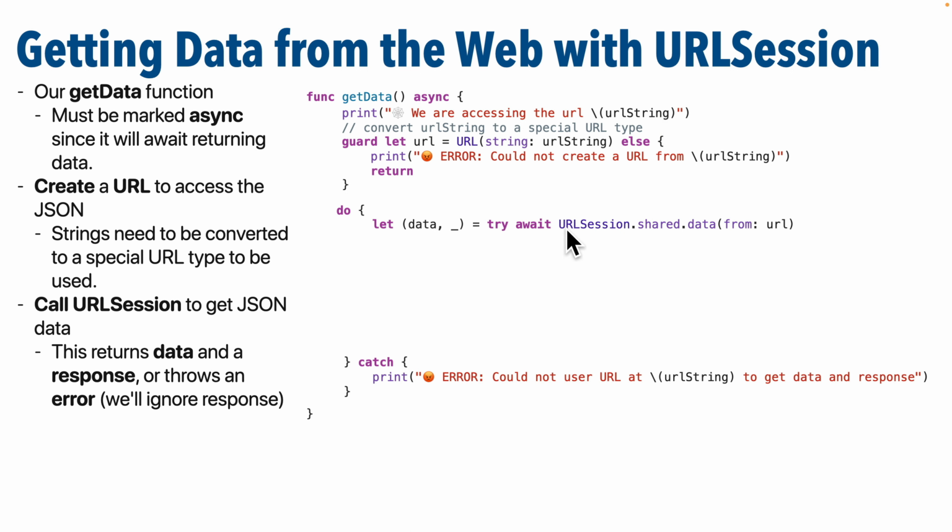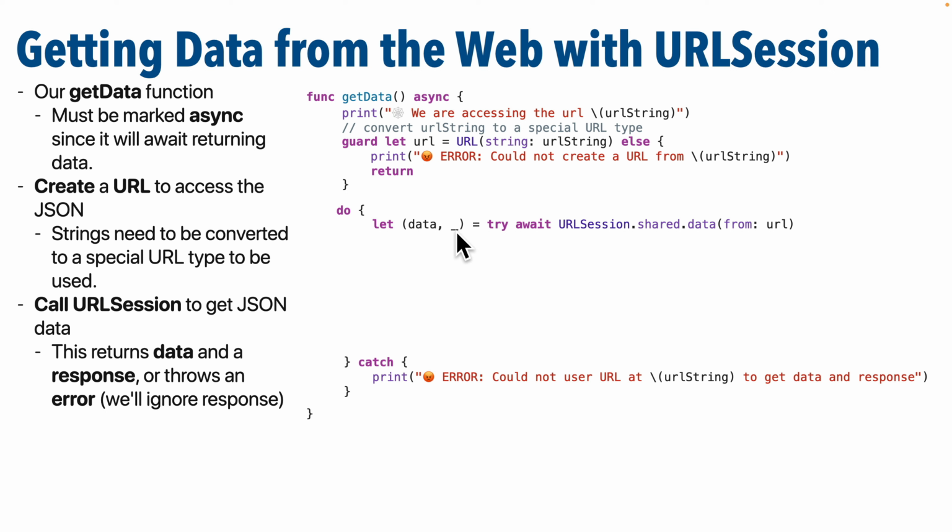Now URLSession is a special object that handles getting JSON data over the internet. It returns data in the JSON format, and it returns a response, which is usually a status code that reports if the call worked or not, and it'll also throw an error if we have a problem with the URL session. Now in this case, it'll either work and we'll get data, or we'll throw an error, so I'm going to ignore the response value in here. That's why I have an underscore.